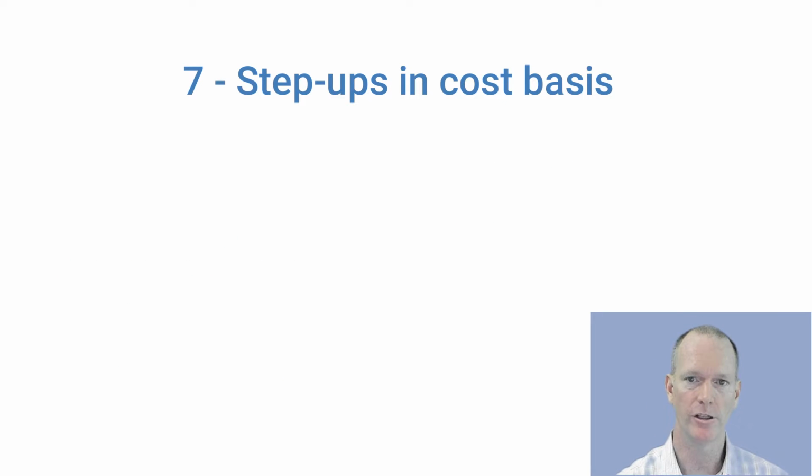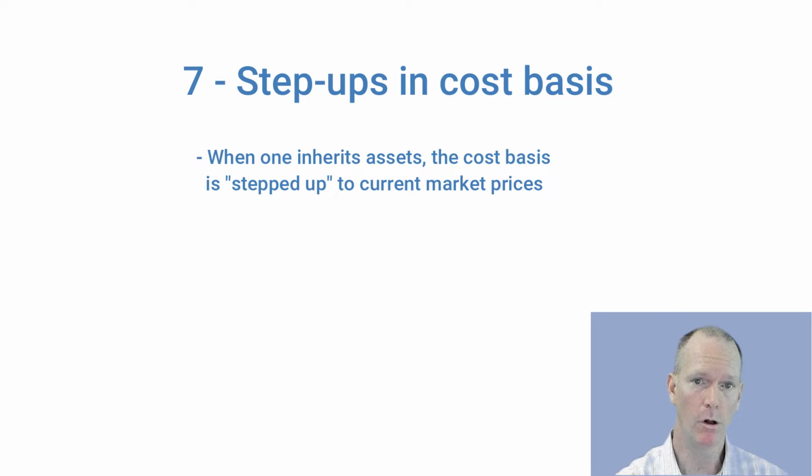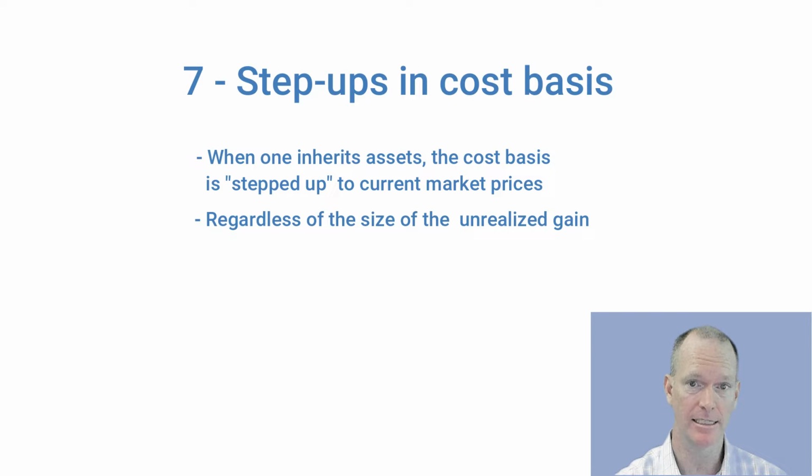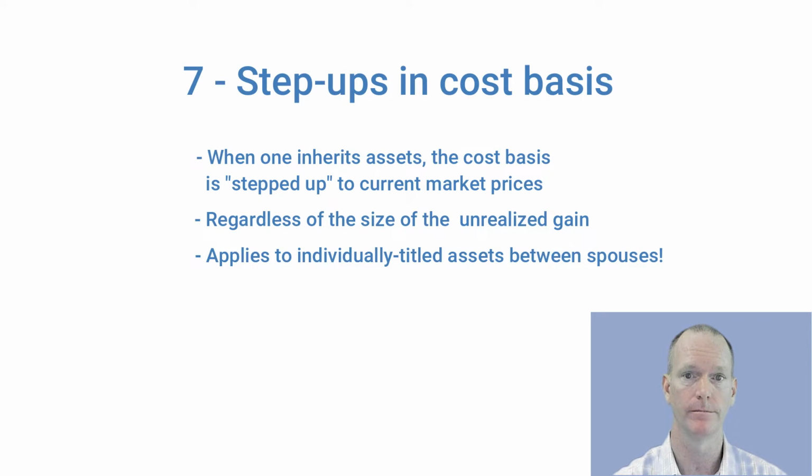The next idea or strategy is to use step-ups and basis to your advantage. That is, when people hold investments throughout their whole life, when they pass those assets on to their heirs, they receive a step-up in basis. No matter if those assets had very low cost basis and had huge capital gains, when the heirs inherit those assets, they receive those assets at current market value and can thus sell them without triggering any capital gains. It's worth noting that this can happen between spouses as well. I discuss some examples within my blog article on this topic.